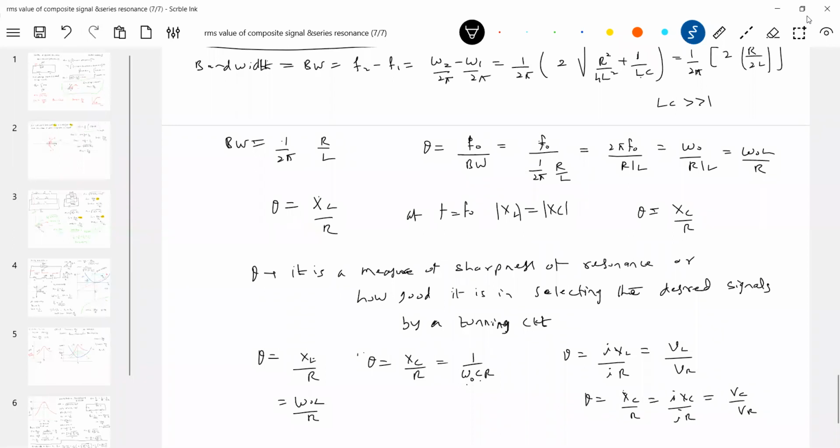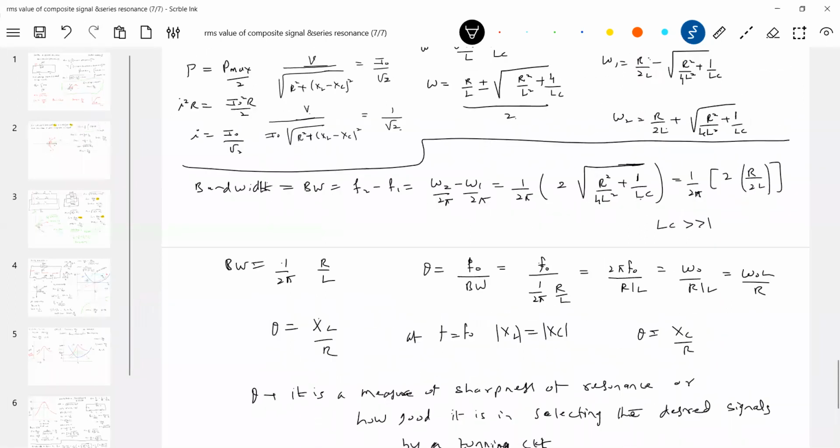So how to measure the sharpness of resonance? The voltage drop across the inductor to that across the resistor. I think this will be easier to measure, no? How to measure the voltage drop? Directly connect a voltmeter across the inductor and connect one AC voltmeter across the resistor. Take the ratio of that. That will determine how sharp the curve is.